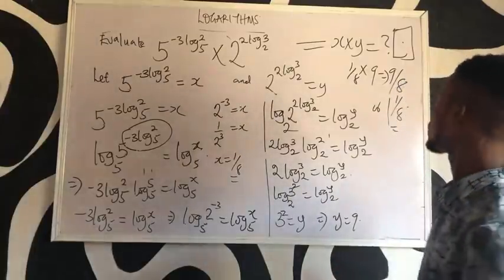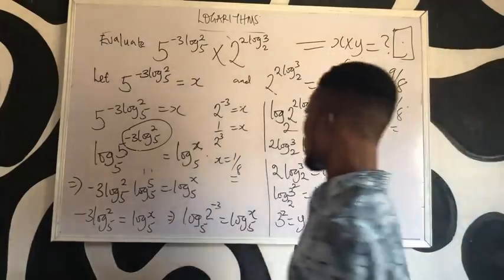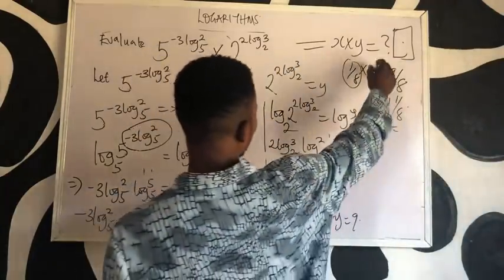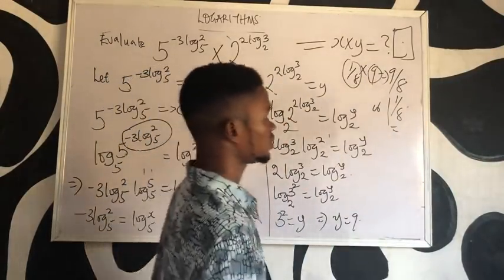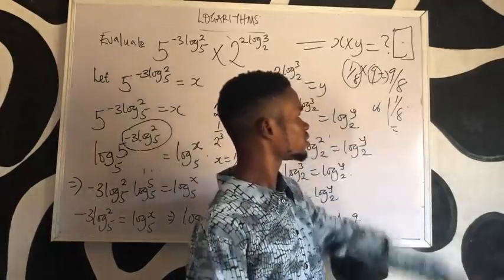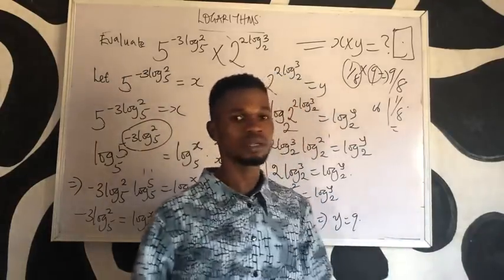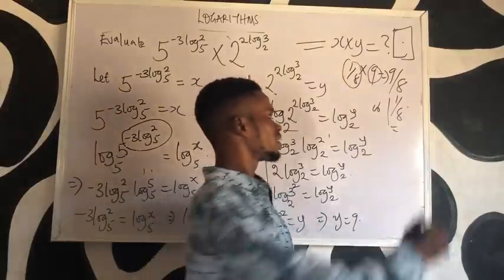If y is equal to 9, let's go back to this box. X times y. Our x is 1 over 8, and our y is what? It's 9, which is 9 over 8. Then, at the end of the day, convert this fraction, because this is an improper fraction. And our answer is 1 whole number, 1 over 8, which is the final answer.